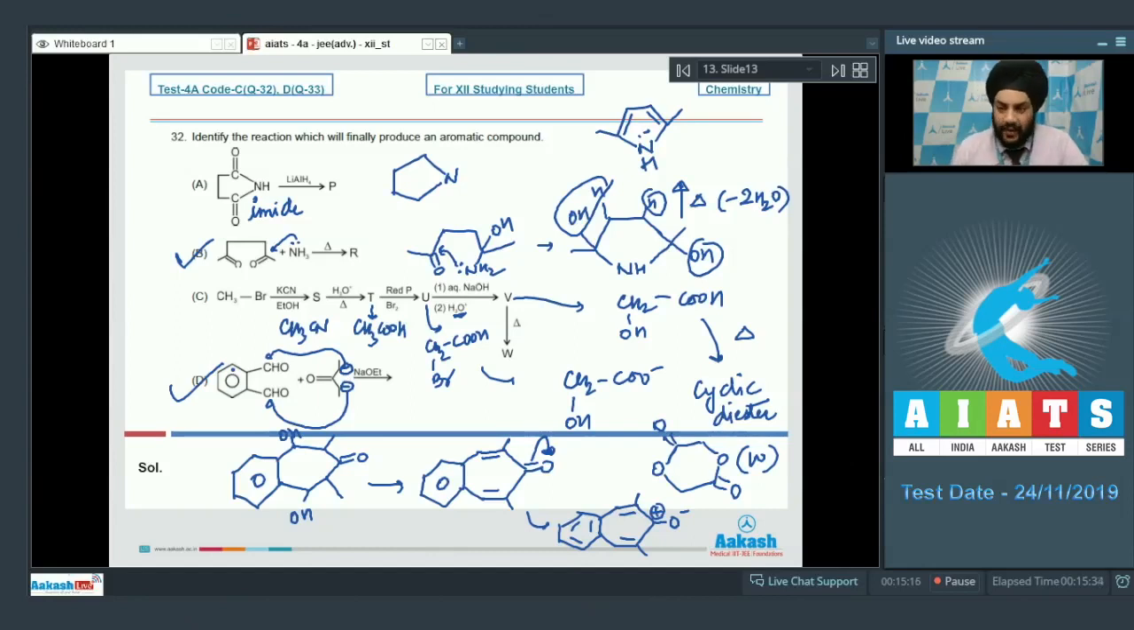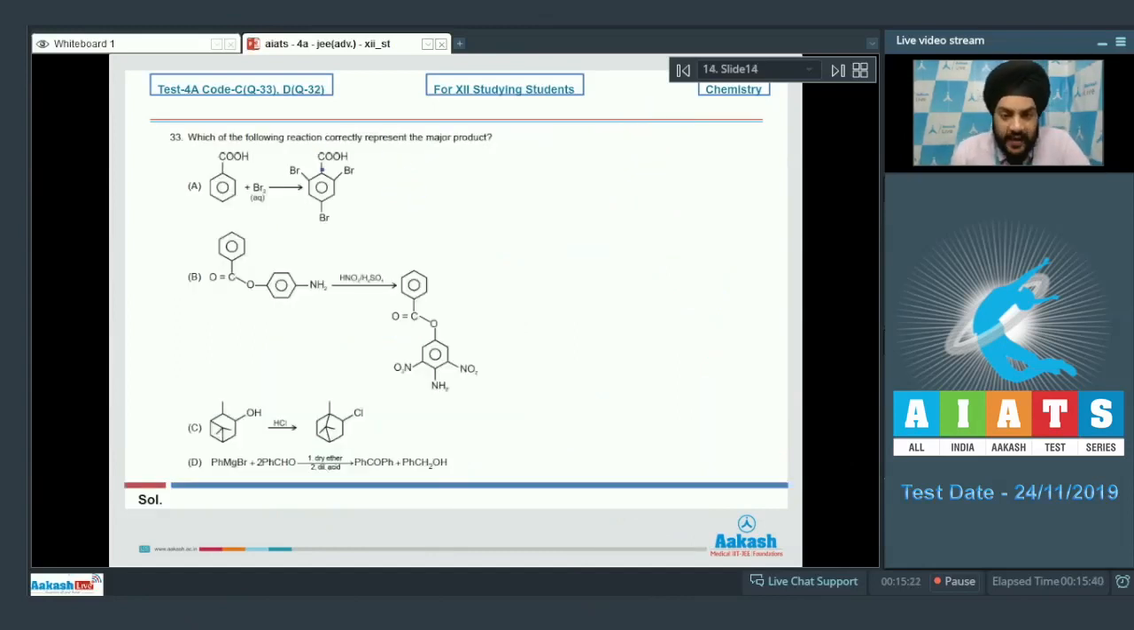Let us look at the next question now. Question number 33. Which of the following reactions correctly represents the major product? Okay. If you talk about option A, students, we have benzoic acid reacting with bromine in aqueous medium. So students, this is a deactivated benzene ring, and the deactivated benzene ring will not show the tribrominated product. There will be monobromination happening at the meta position.